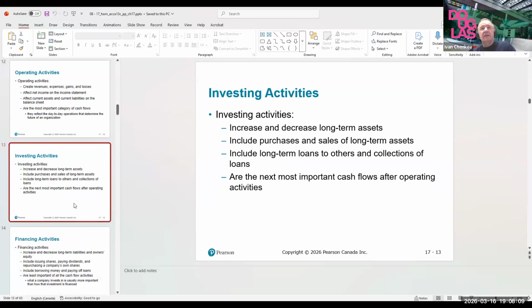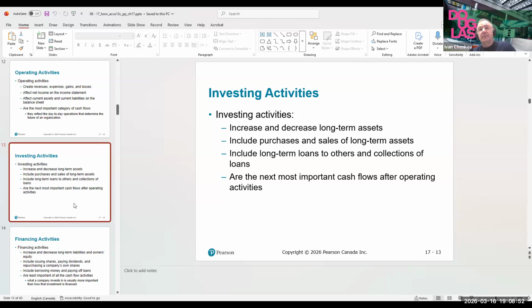Investing activity: in the investing activity, we're going to chase any increase or decrease in the long-term assets, the purchase and sale of those assets, including any long-term loan that we might lend to other people or the collection of those loans. This one is considered the second most important after the operating activity because it's going to give you an idea: is this company spending money for the company's sustainability or not? If the company is not investing in its sustainability and future, most likely that company is not good for investment.